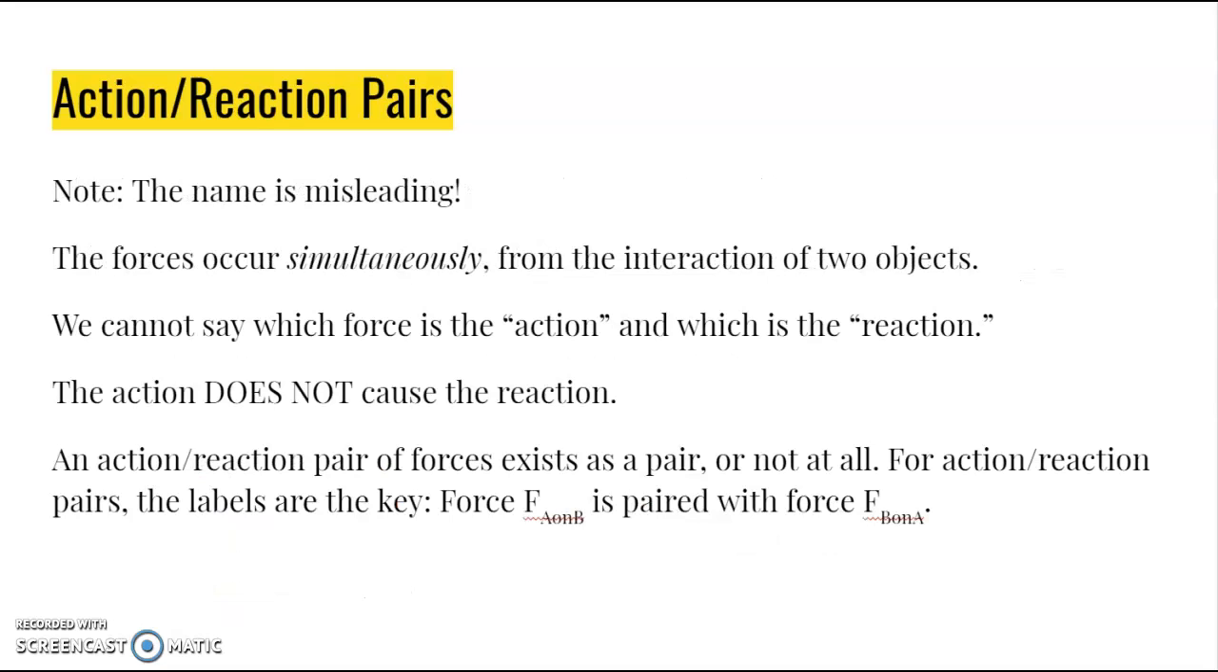The reason why action-reaction pairs is misleading is because these forces occur simultaneously from the interaction between two objects. It's not like one force is the action and the other one is the reaction. With the hammer and the nail example, you might think that because you're in charge of the hammer, the force of the hammer is the action and the nail's force on the hammer is the reaction. But that's not the case, because both these forces occur at the exact same moment. So the action does not cause the reaction. I actually avoid this terminology when it comes to these pairs. I'll either call them force pairs or Newton's third law pairs. I think that's a more appropriate name, but it is common practice to call them action-reaction pairs. So there we go.